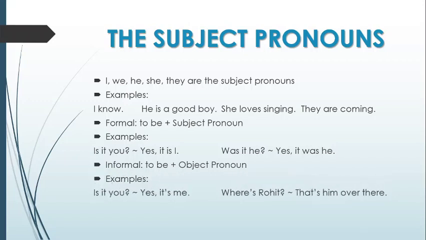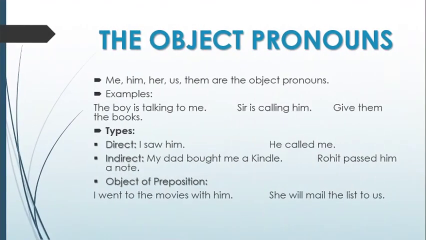Where's Rohit? That's him over there. That is him over there. Is a be verb. And after that, we are using object pronoun in informal spoken English. Moving on to the object pronouns now. Me, him, her, us, them are the object pronouns. For example, the boy is talking to me. Sir is calling him. Give them the books.